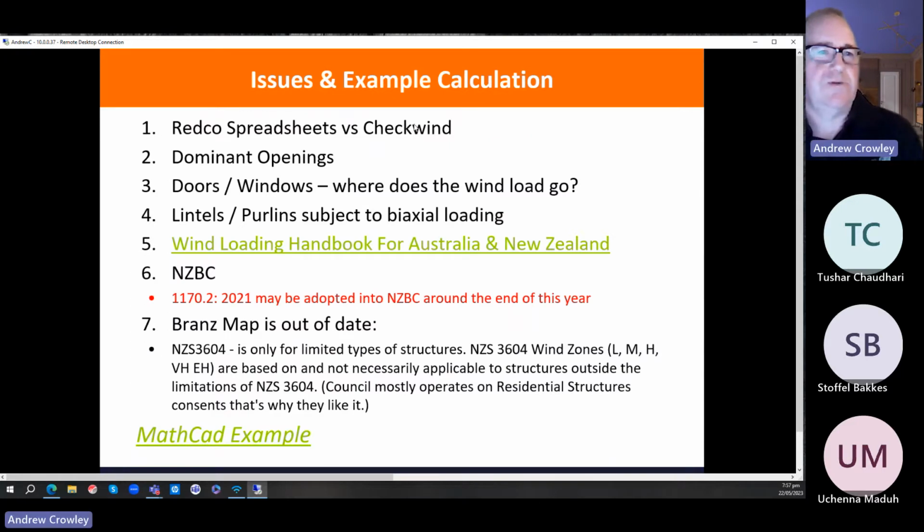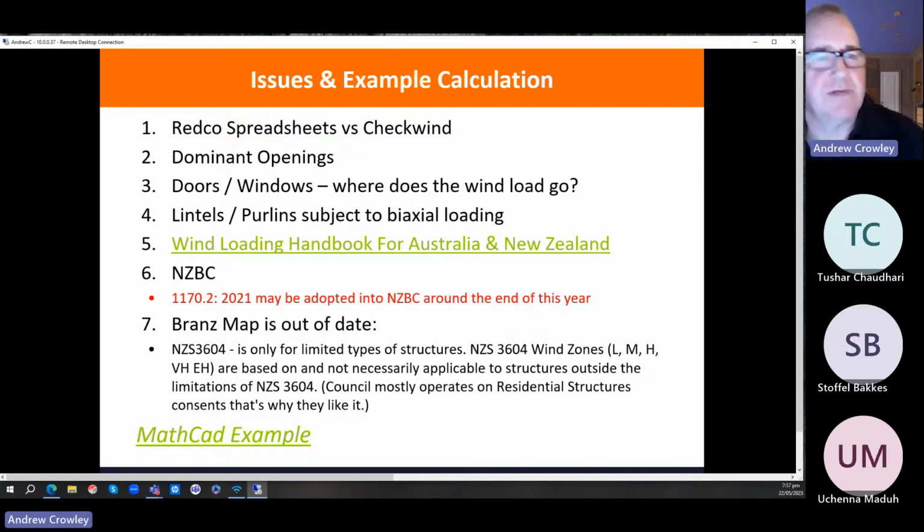So what are the issues? Right, so Redco has a number of spreadsheets, and the spreadsheets will pull out the wind load for you. And again, the spreadsheets are simplified versions of the wind code, and they will do you a long and a cross, which for most of our simple buildings is usually good enough.